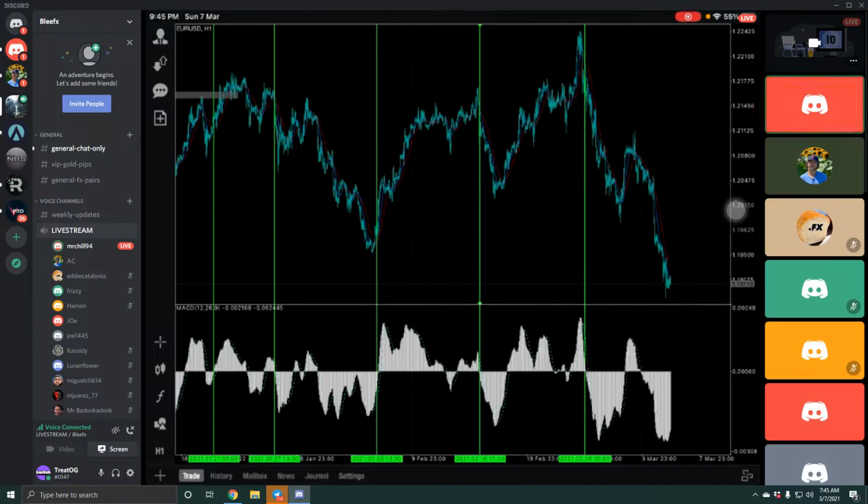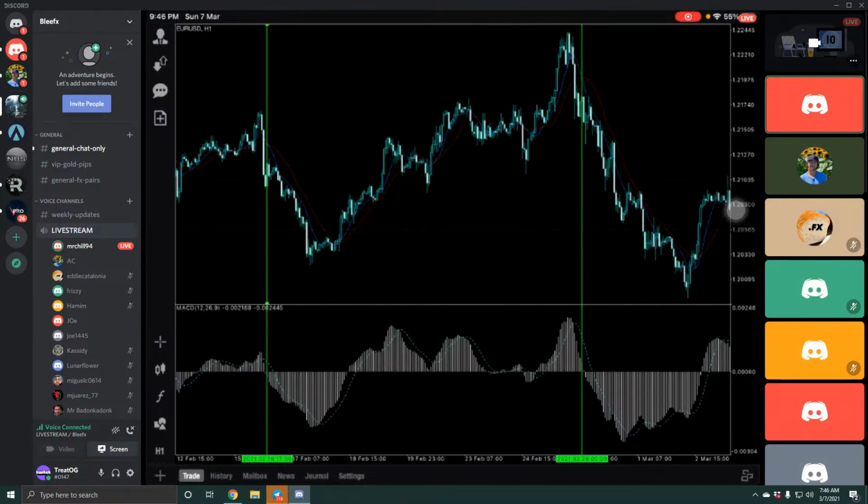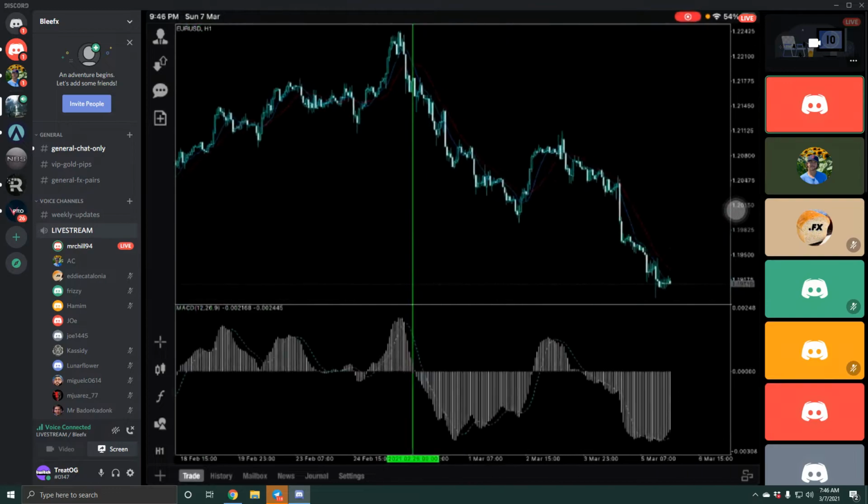I will show you another deadly thing about the Two Bros. If you see a Two Bros crossing over on a USD pair, the rest of the USD pairs normally got Two Bros too. It's very correlated. I will show you right away.